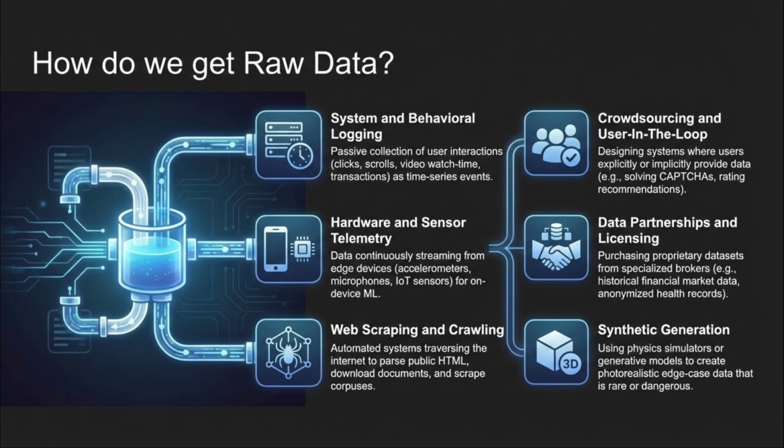How do we get raw data? There are different ways to get raw data, okay? Depending on your use case, you can choose any one of these. First, system and behavioral logging, which is how users interact with the application. Based on that, we'll have some data saved in the form of logs. We can use those logs as a data source for the ML model.